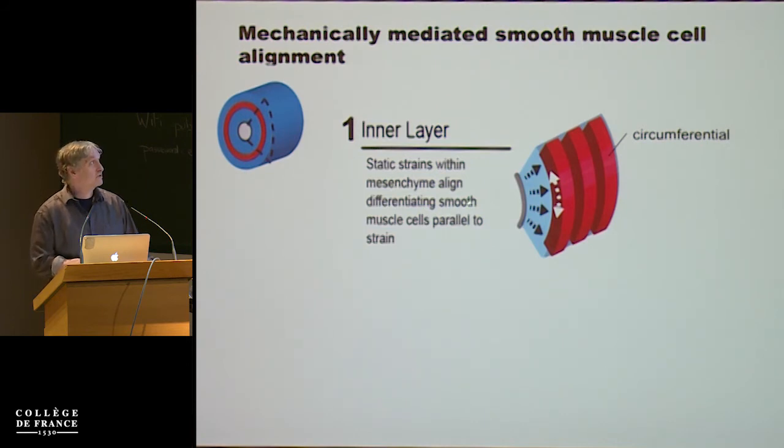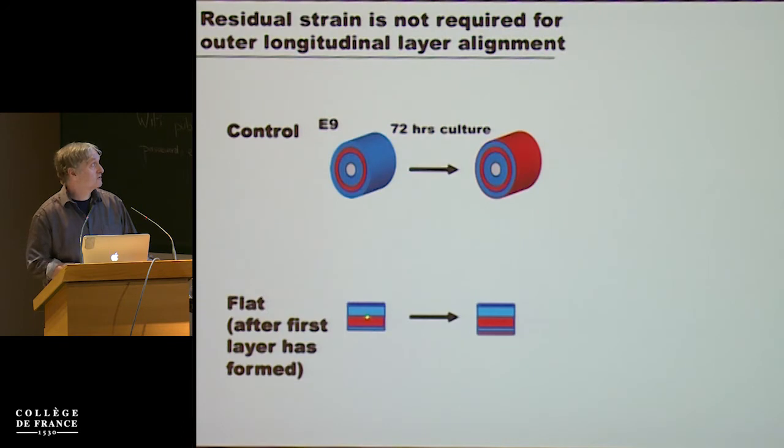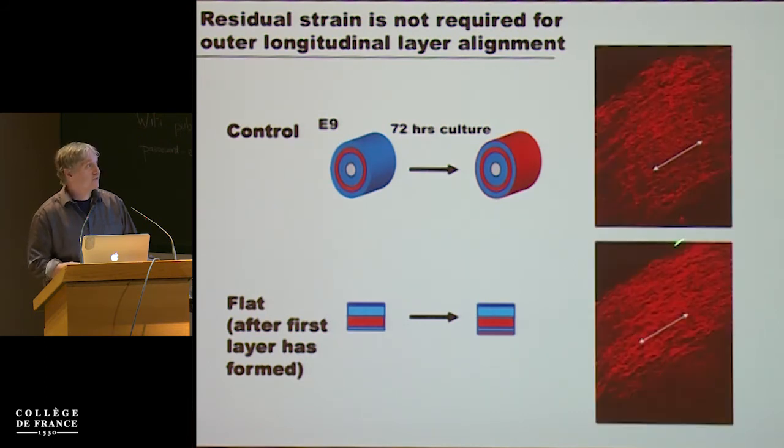So is the same sort of thing going on for the second layer? That is to say, if you culture it flat, will the second layer also be randomized? So in this case, we're going to cut it open flat after the first layer is already formed and ask, now what happens to the second layer? Well, if you do that, the second layer forms with perfectly normal, longitudinal orientation. So the second layer is basing its orientation on something else. And it makes sense, because it's got to be in a different direction.